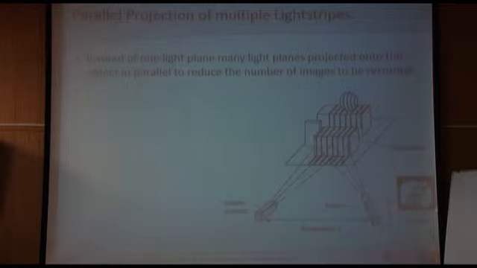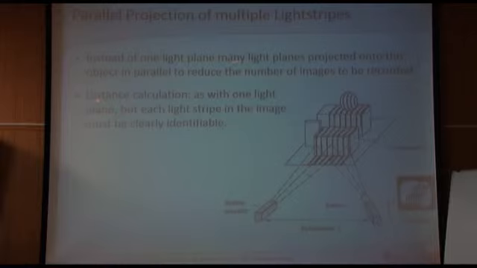That's why you see in the camera image a lot of lines, and you don't know which line is which. And if you would like to compute the scene correctly, you have to identify the correct light stripe in order to get the correct result.